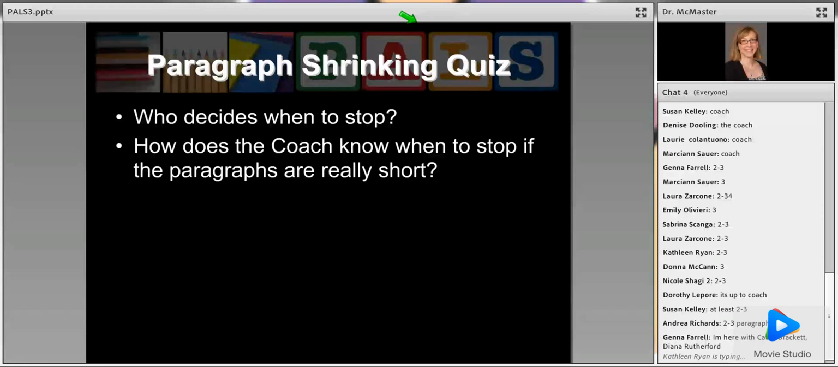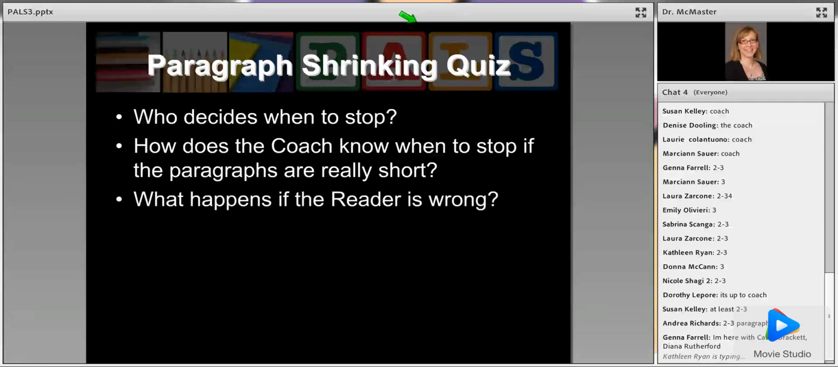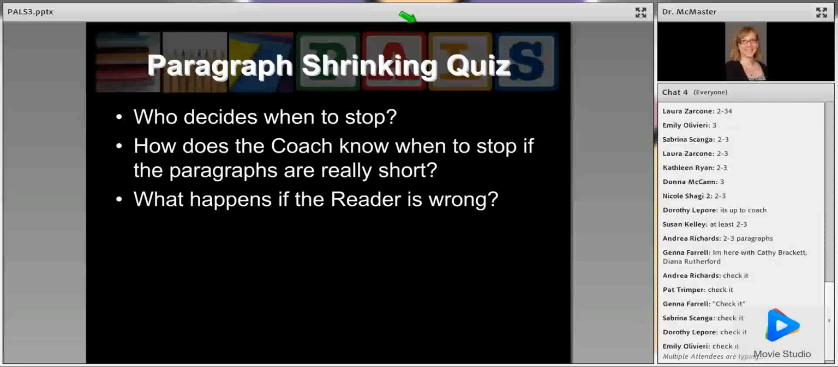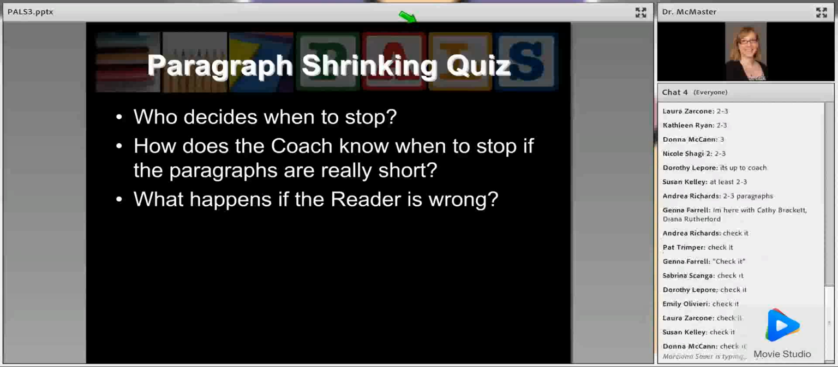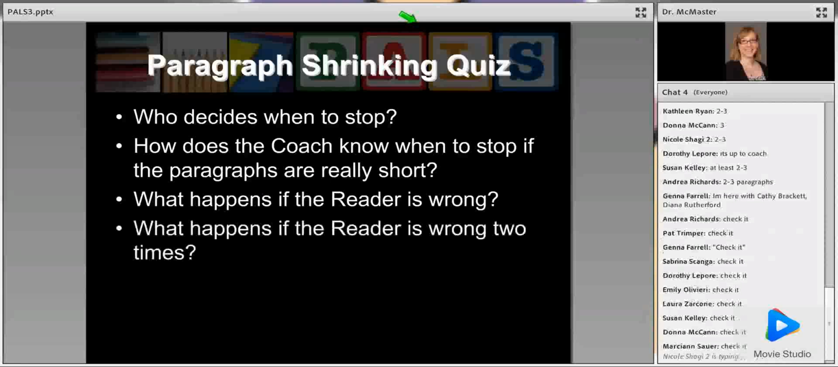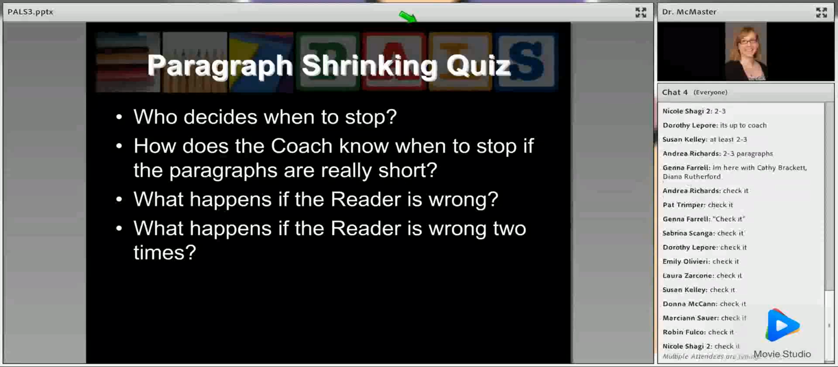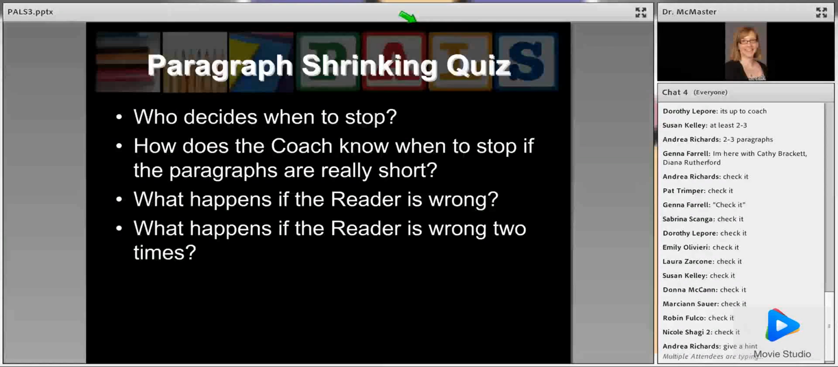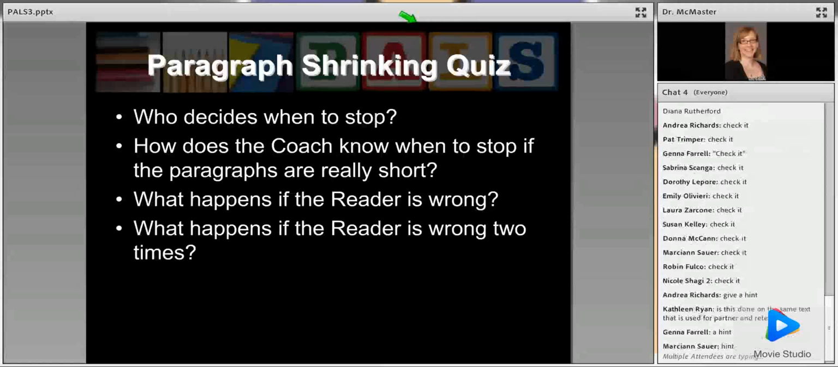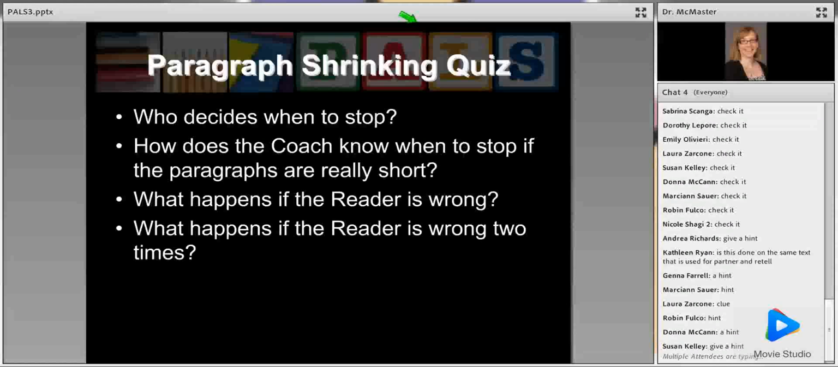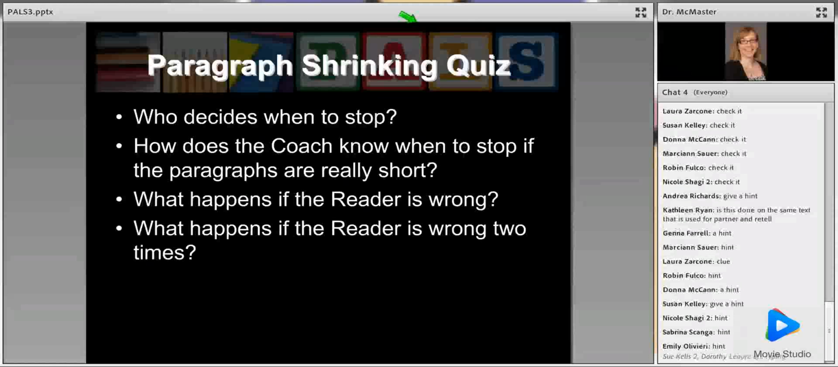Right. And then what happens if the reader is wrong? So the first time they make a mistake, what would the coach say? Yep, you got it. So check it. What happens if the reader is wrong 2 times? What can the coach give the reader if they're wrong 2 times? Yeah. Yep, they give a hint. Great.